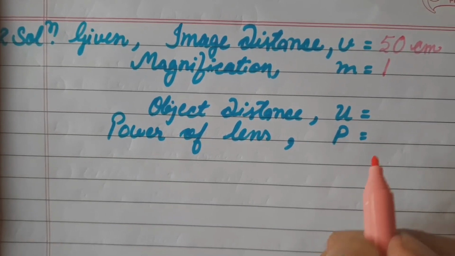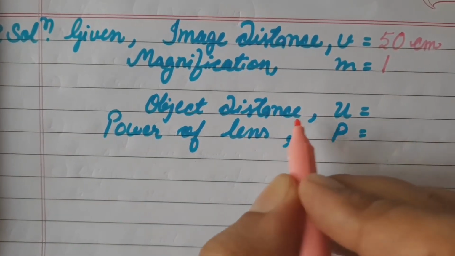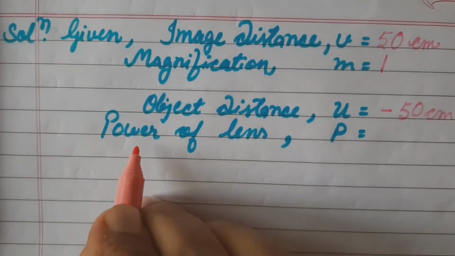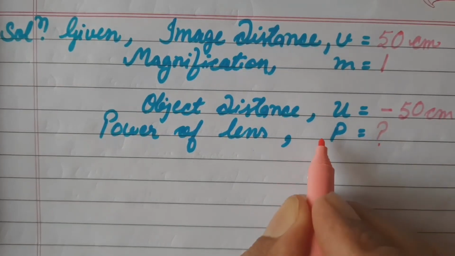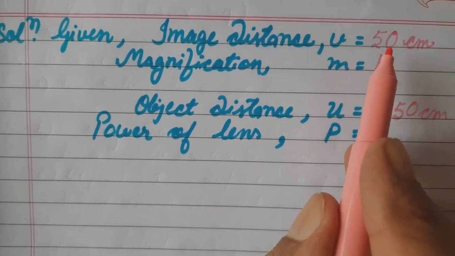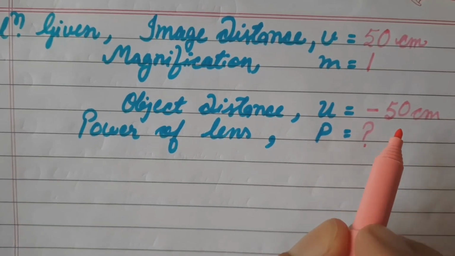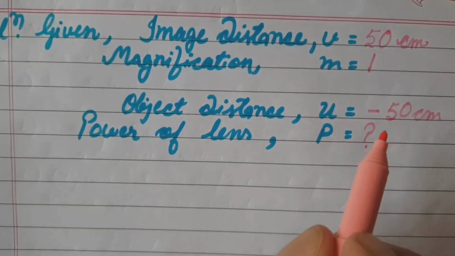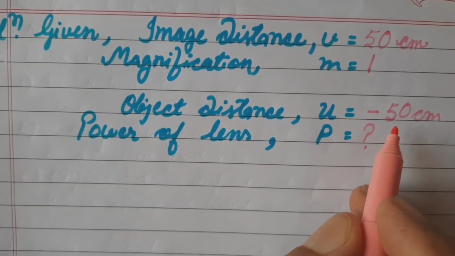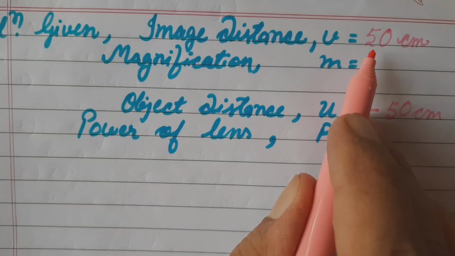In this case the object distance will be the same, but u, the object distance, is always negative. We have to calculate the power of the lens also. For that we need the focal length. Here the object and image are both at equal distance from the lens. That's why the object is at 2f1 and the image is formed at 2f2.